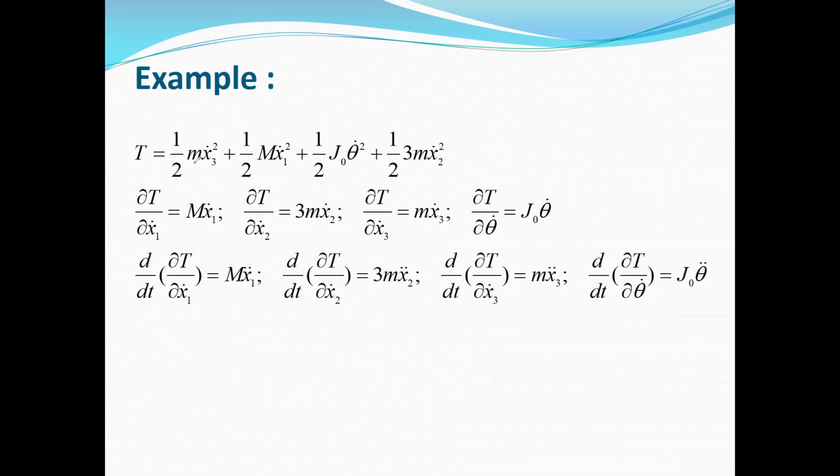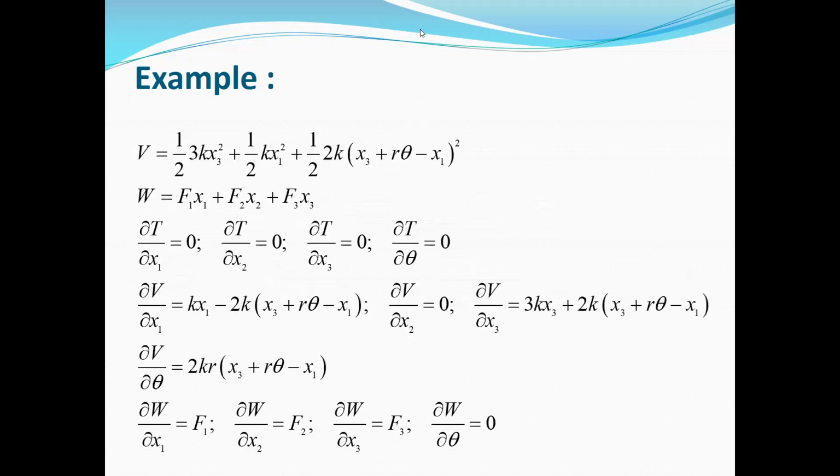For the kinetic energy, if you substitute, we will have the partial of T with respect to x1 dot, the partial of T with respect to x2 dot. So you only need to substitute and do some mathematical calculations. We need to calculate some derivatives with respect to x1 dot, x2 dot, x3 dot, and theta dot, and then the derivative of these terms with respect to time. So easily you can find the derivatives for the kinetic energy.